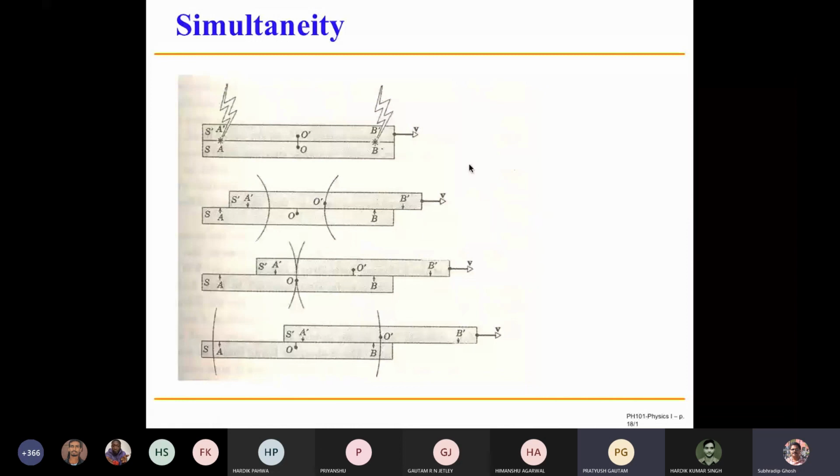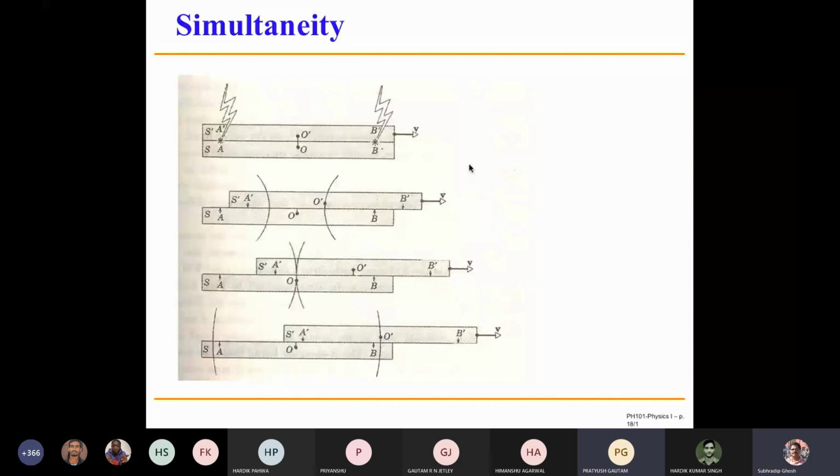Now the question is, suppose I take the viewpoint of the observer at S. So he says, yes, events A and B are produced simultaneously. But is it simultaneous for the observer at S prime?